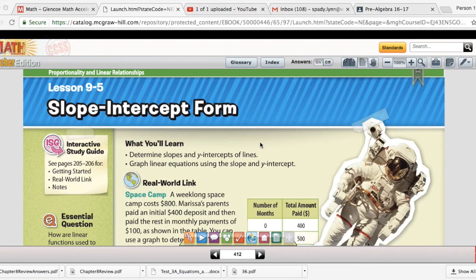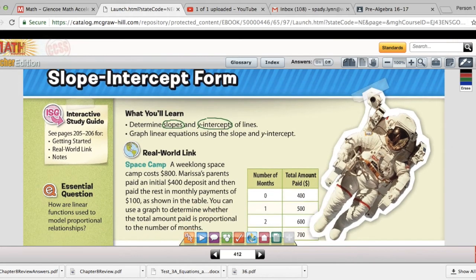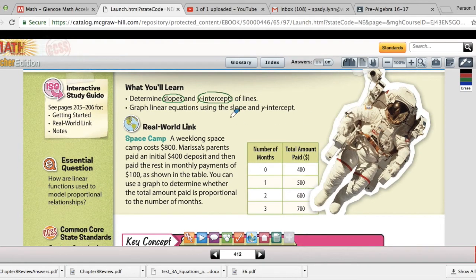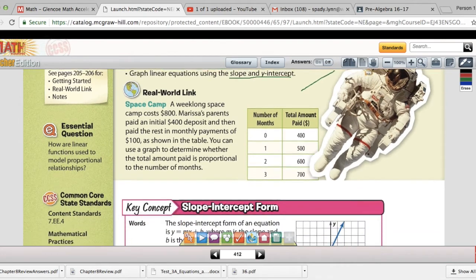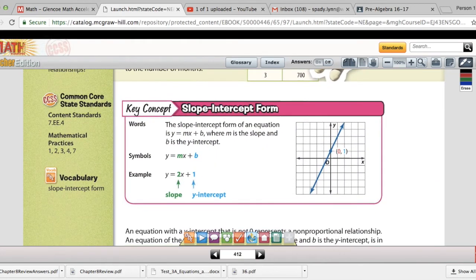In lesson 9.5, we learn about a specific type of linear equation written in a specific form called slope-intercept form. And in slope-intercept form, we have what's called the slope and y-intercept of a linear equation. So you're going to be able to determine that if you see an equation written in slope-intercept form, and then you're going to graph it using this form. Still going to make a line just like direct variation made a line. But this is a specific format that when you see it in this format, there's kind of a little trick there. Not trick, but just a shortcut.